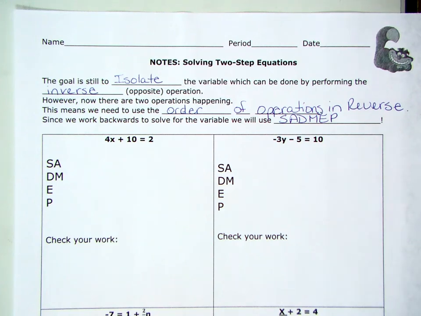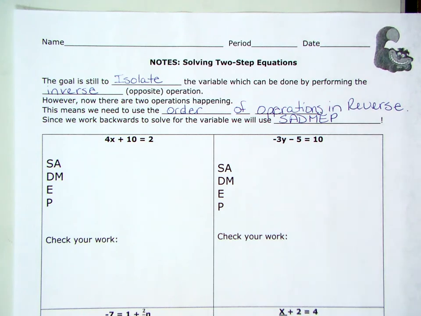Today we're going to review how to solve two-step equations. As you can see, these are the notes that you have seen in class before. The goal is still to isolate the variable, which means getting the variable by itself. This can be done by performing the inverse or opposite operations.